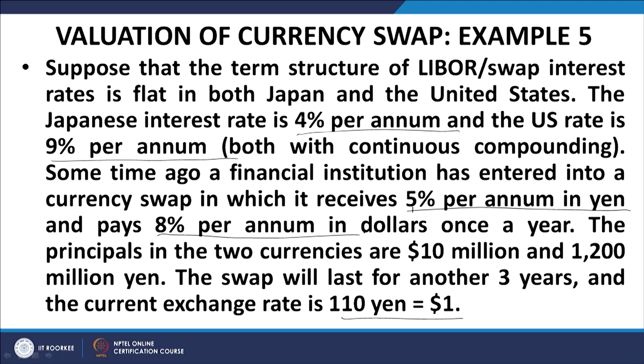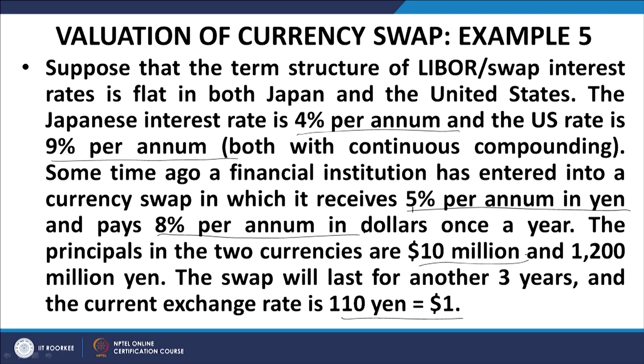The firm receives 5% per annum in yen and pays 8% per annum in dollars once a year. That is the swap from the financial institution's perspective. It receives 5% per annum in yen and pays 8% per annum in dollars. The principals on which these rates are to be applied are $10 million and 1,200 million yen.